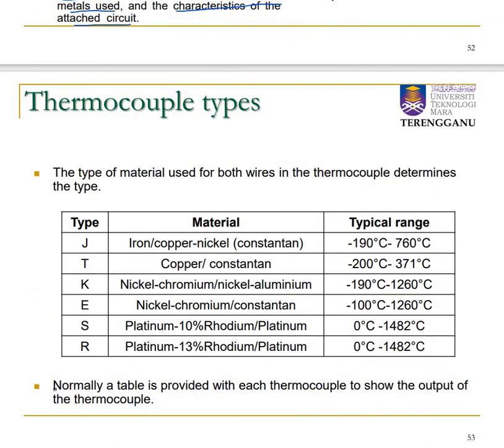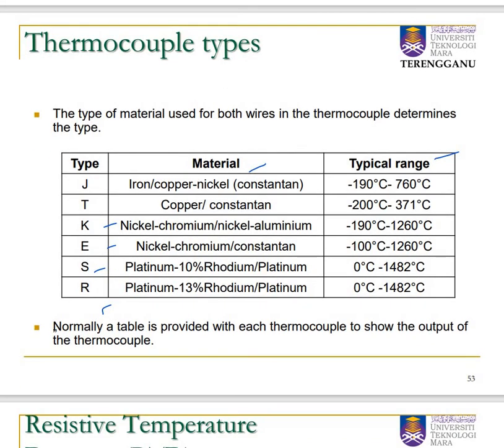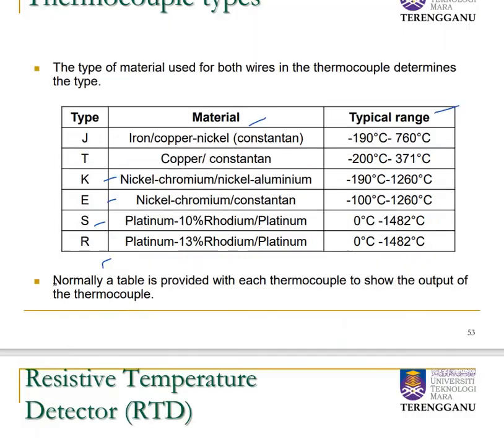There are a few types of thermocouple. We have type J, T, K, E, S, R. Each type of these thermocouples has different material and different temperature range. So it depends on the usage and the suitability of the process that we want to measure.